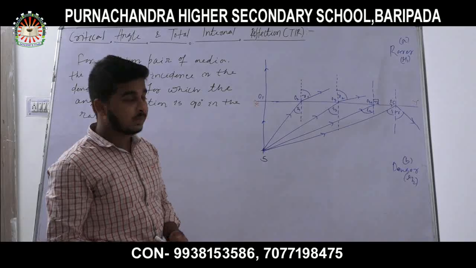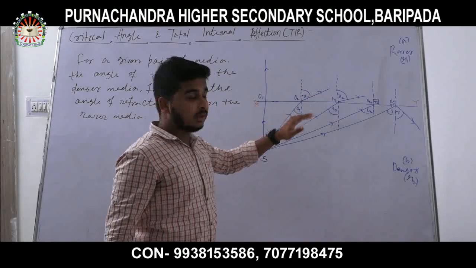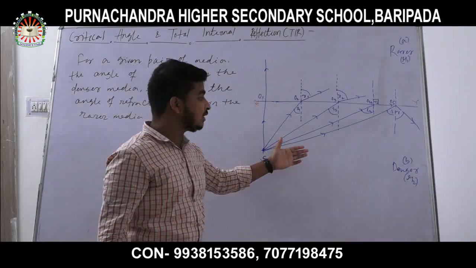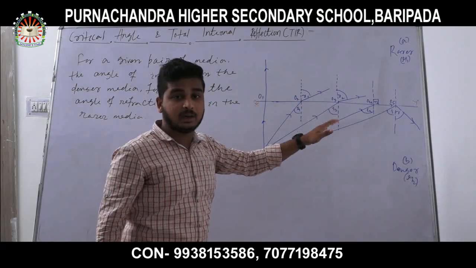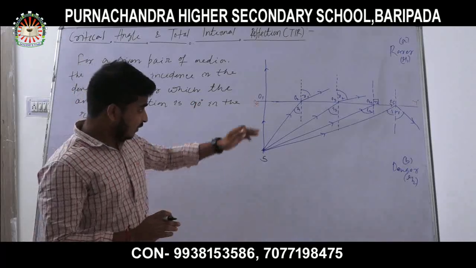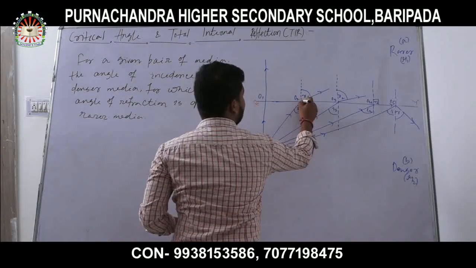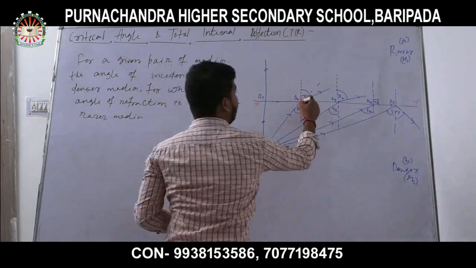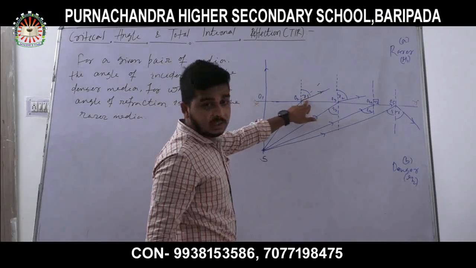So what will happen if I incident a ray SO2 in a slanted way? This is denser media, this is rare media, and when a light ray goes from denser media to rare media, it always bends away from the normal. This is the incident ray, and it suffers a refraction and will go like this. So this is the angle of incidence I1, for which the angle of refraction is R1.